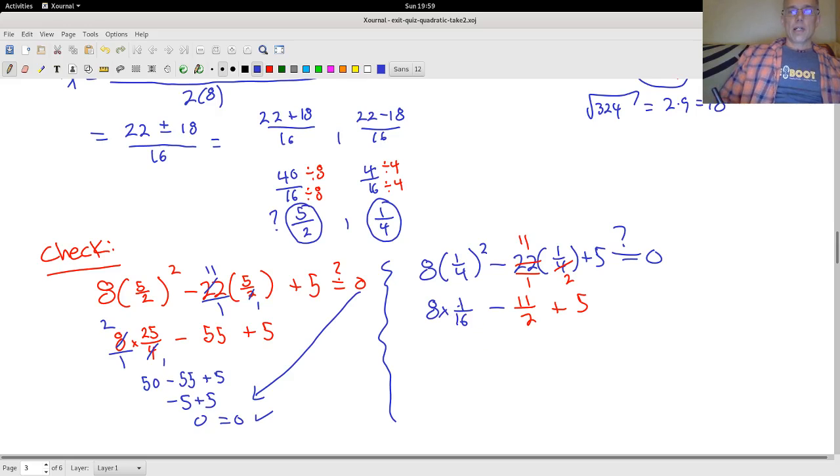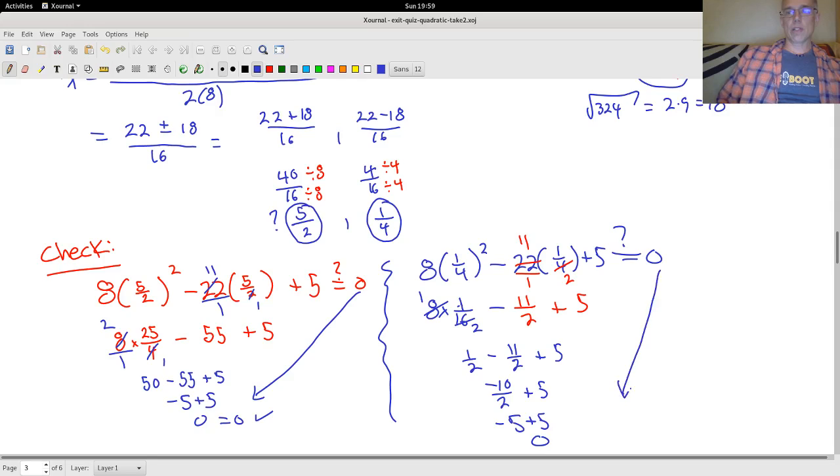Let's see, 8 and 16, well 8 goes into 8 once and 16 twice, so I get 1/2 minus 11 halves plus 5. 1/2 minus 11 halves is 10 halves, but negative. And 10 halves is really 5, so that's negative 5 plus 5, which is 0, and then we have a 0 on the other side, which matches, so that's a check too. So this is no longer a question mark, it is checked. So now I believe that these are the two answers, and let's highlight them.